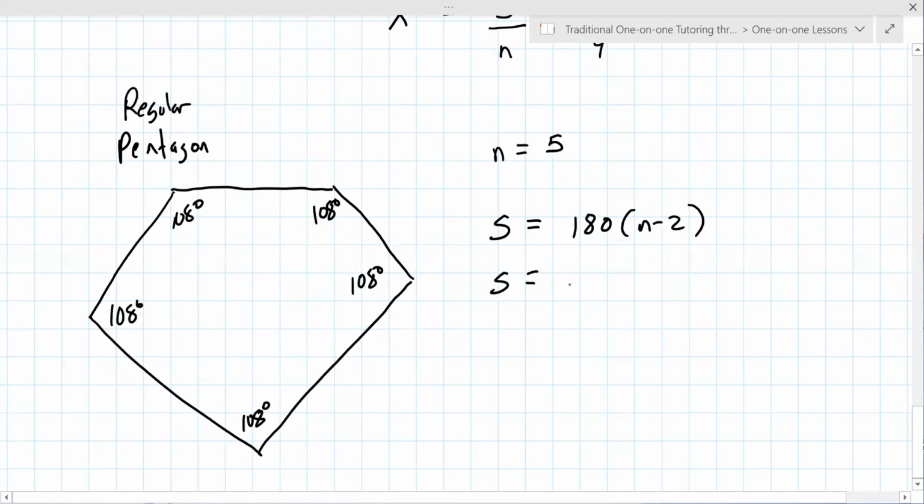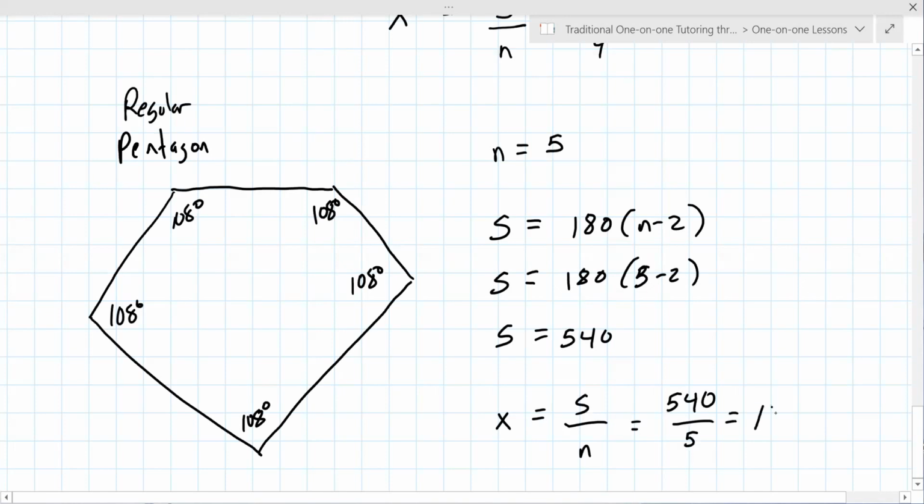So the sum here is 180 times 5 minus 2, which is 3. The sum is 540. So each angle is the sum divided by the number of sides. 540 divided by 5 is 108 degrees. Perfect.